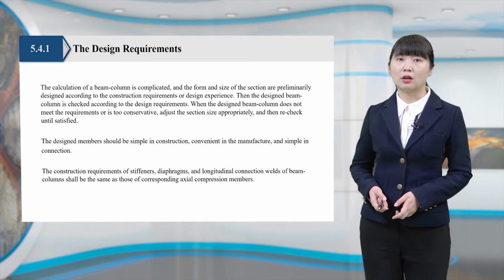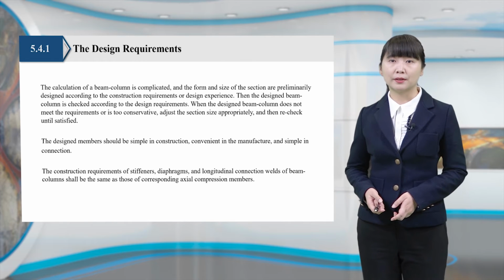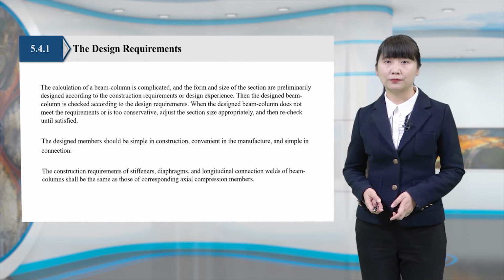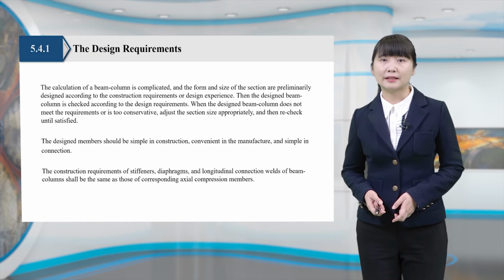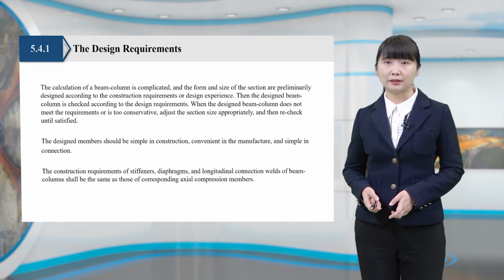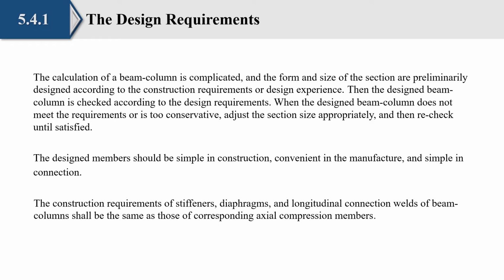When the designed beam column does not meet the requirements or is too conservative, adjust the section size appropriately and then recheck until satisfied. The designed members should be simple in construction, convenient in the manufacture, and simple in connection. The construction requirements of stiffeners, diaphragms, and the longitudinal connection welds of beam columns shall be the same as those of corresponding axial compression members.